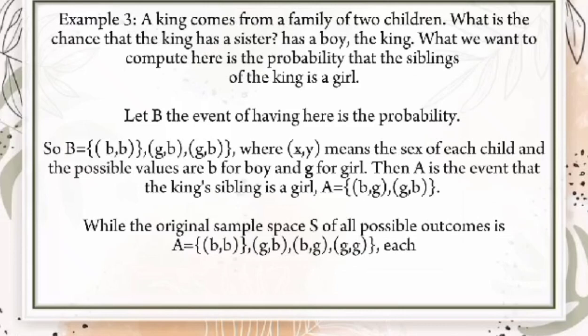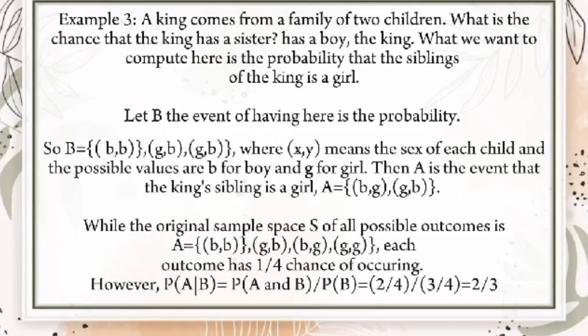While the original sample space S of all possible outcomes is S equals {(B and B), (G and B), (B and G), (G and G)}. Each outcome has a 1/4 chance of occurring. However, P(A given B) equals P(A and B) over P(B) equals 2/4 over 3/4 equals 2/3.